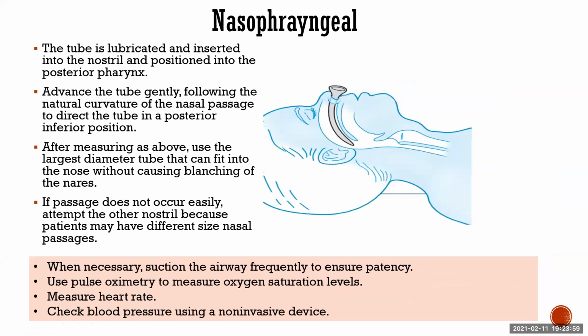And then for the nasopharyngeal airway, the tube is lubricated and inserted into the nostrils. Advance the tube gently, following the curvature of the nasal passage. Use the largest diameter of the tube that can fit the nose. If passage does not occur easily, attempt to use the other nostril, because different patients can have different sizes of nasal passage. Then suction the airway frequently to ensure patency of the artificial airway. Like usual, also monitor the patient's progress using pulse oximetry, heart rate, and blood pressure.